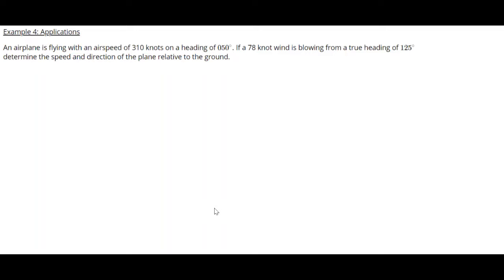For this application, we have an airplane flying with an airspeed of 310 knots on a heading of 050 degrees. If a 78 knot wind is blowing from a true heading of 125 degrees, determine the speed and direction of the plane relative to the ground.